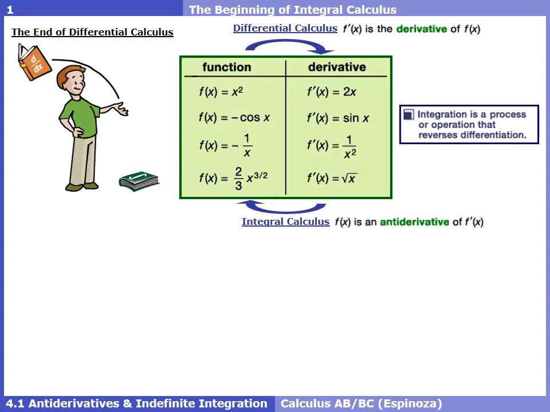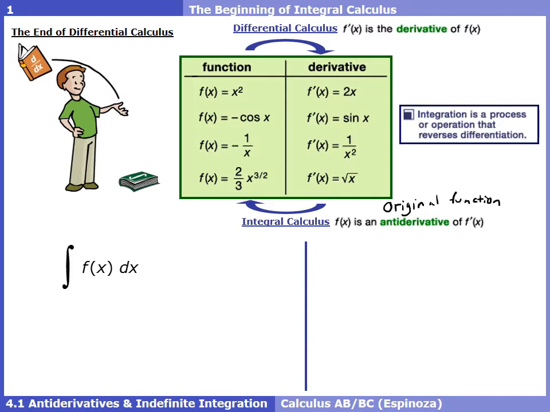With this new idea comes some new vocabulary. When we're trying to find the original function f of x, we call that the antiderivative of f prime of x. So whenever you see this word antiderivative, just think of it as the original function. Of course, you'll never really see it called the original function, but anytime you see that word antiderivative, we're really just talking about the function that gave you a derivative.